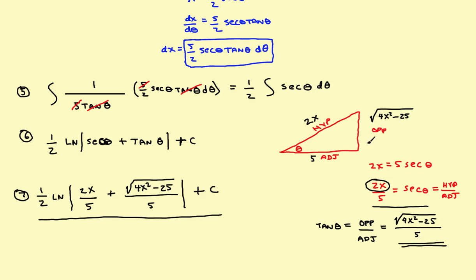So label the sides of the triangle, and then take each of the trig parts of the solution, and looking at this triangle, turn them back into x again by just picking the correct sides, and you've got the final answer. So there's another sample of trigonometric substitution.